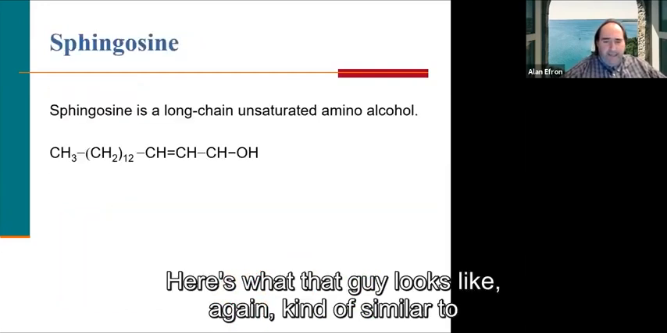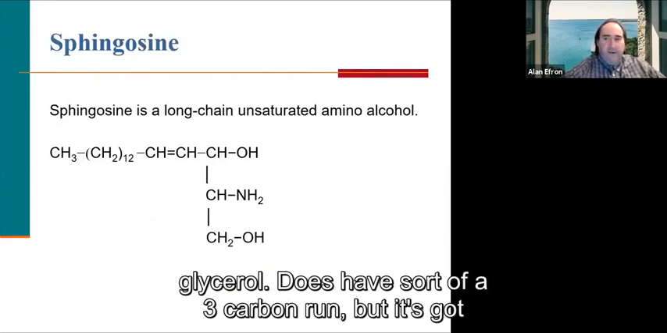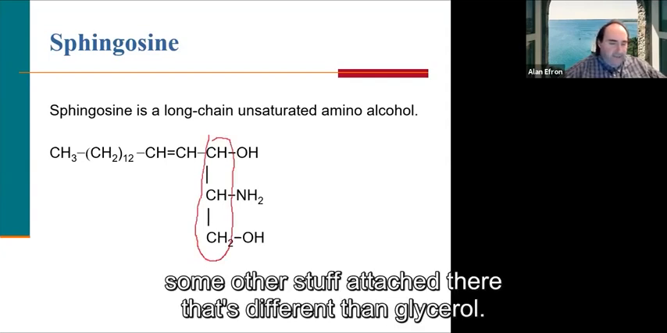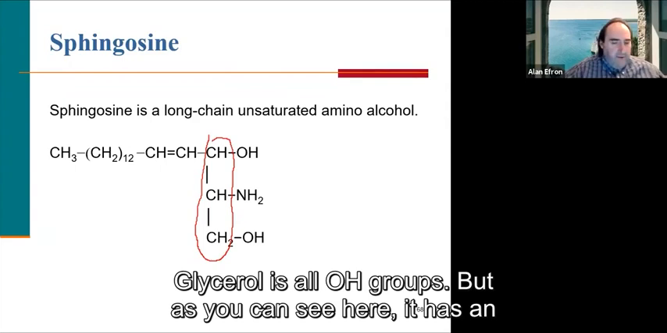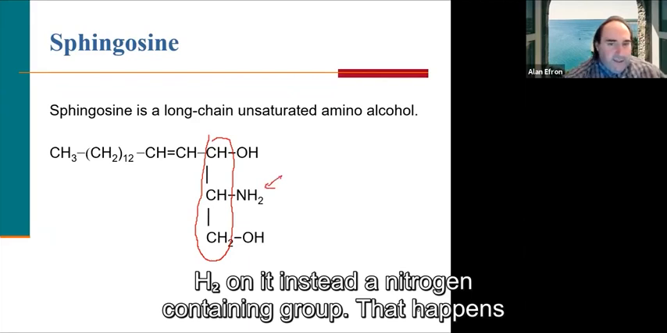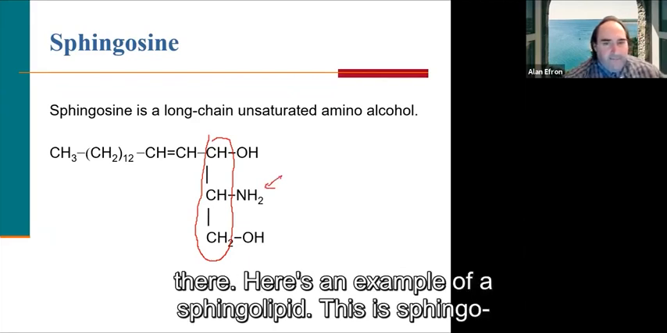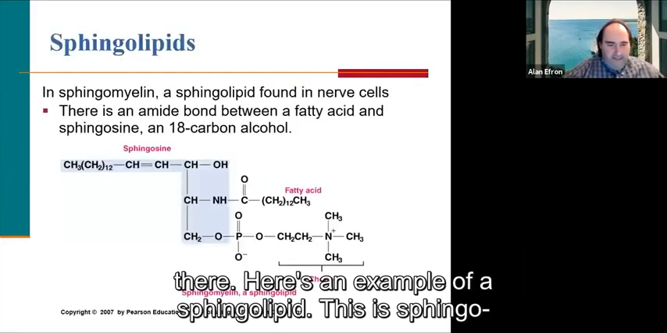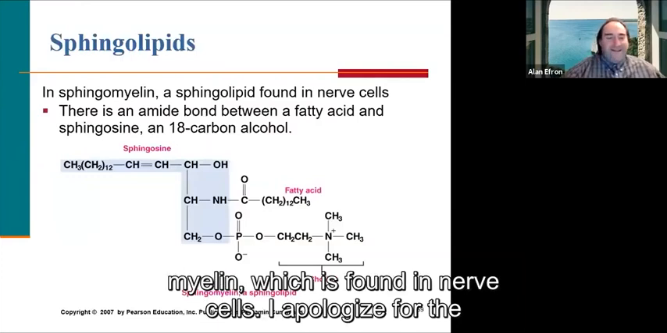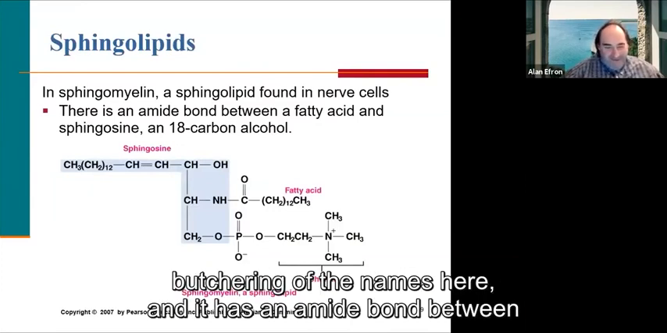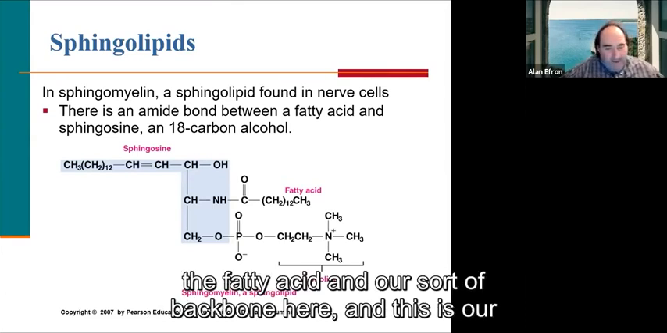Here's what that molecule looks like. Again, it's similar to glycerol. It does have a 3-carbon run, but it's got some other stuff attached that's different from glycerol. Glycerol is all OH groups, but as you can see here, it has NH2 on it instead, a nitrogen-containing group. Here's an example of a sphingolipid. This is sphingomyelin, which is found in nerve cells. I apologize for the butchering of the names here. And it has an amide bond between the fatty acid and our backbone here.